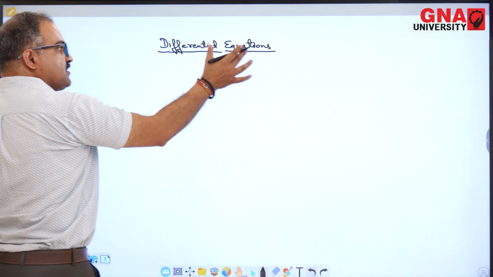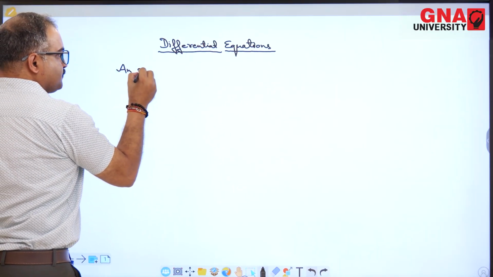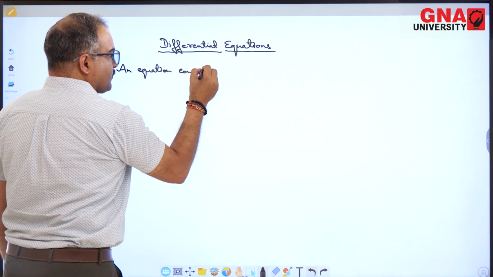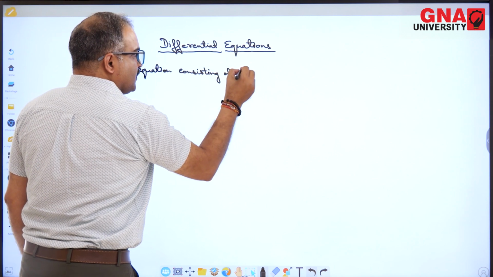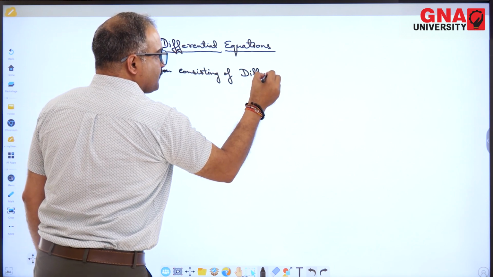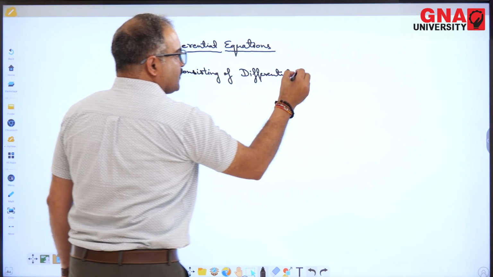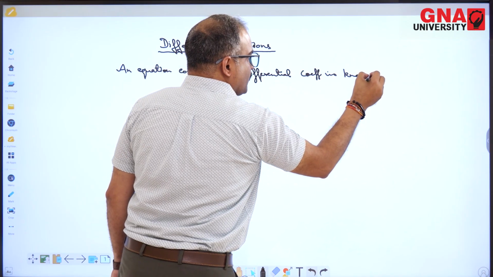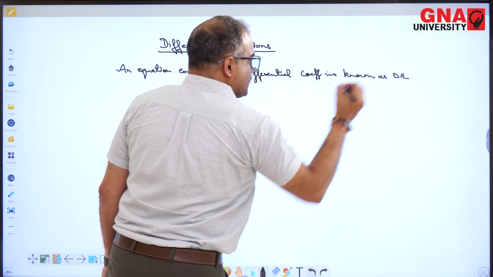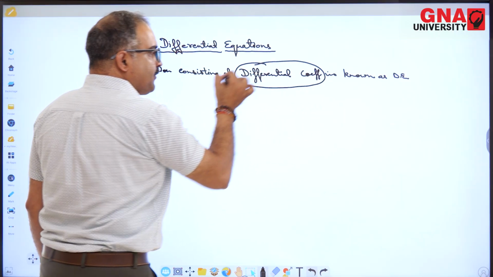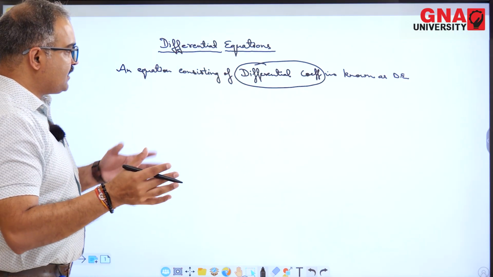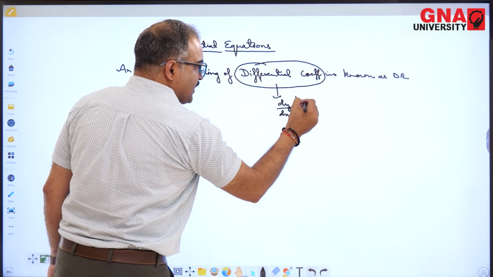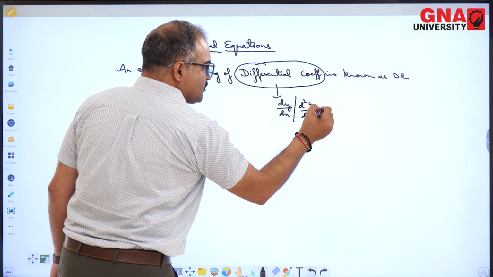So basically what is a differential equation? An equation consisting of differential coefficients is known as a differential equation. Now what are differential coefficients? dy by dx, d2y by dx square, they are known as differential coefficients. For example, dy by dx or second order d2y by dx square and so on.